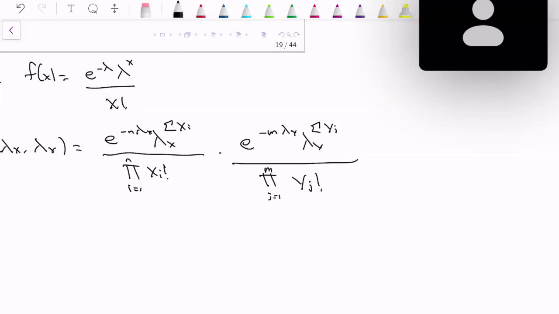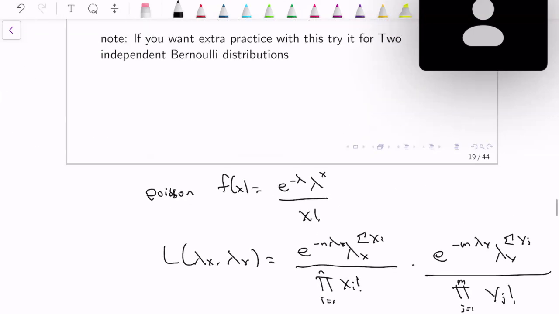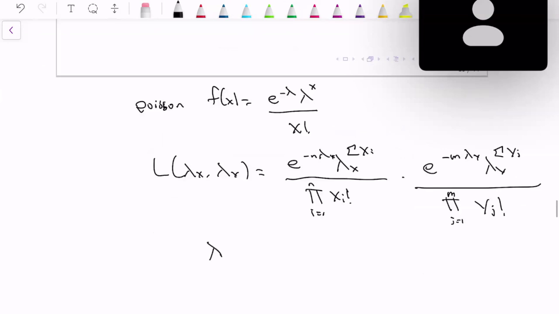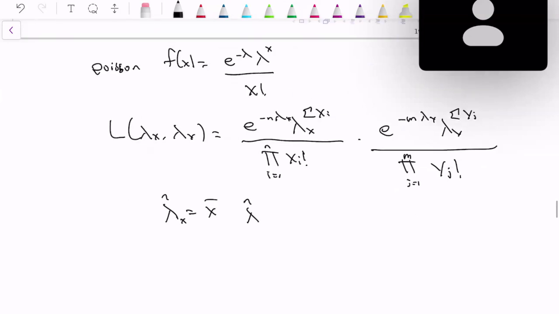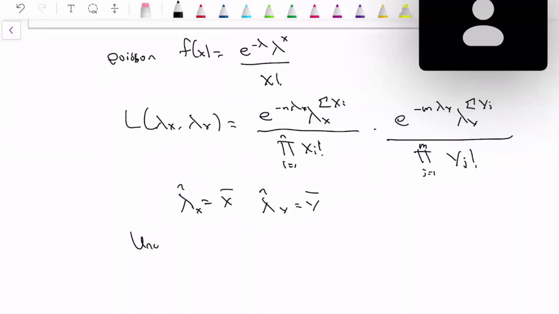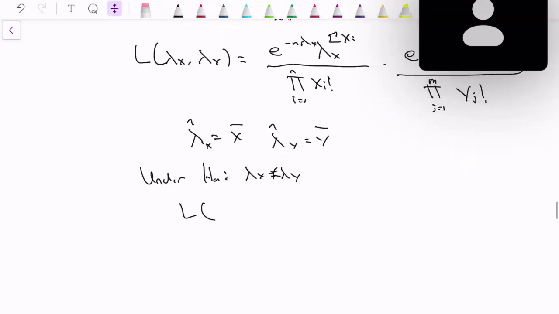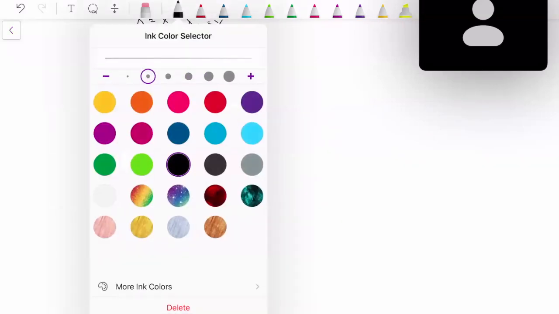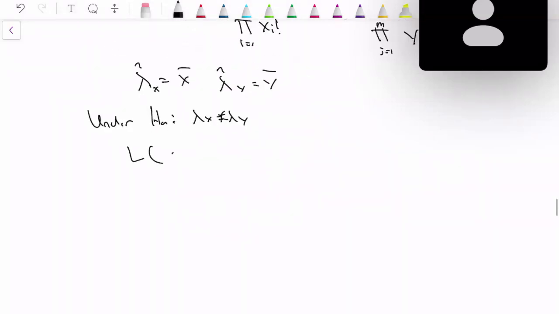And then I think he'll give you the MLE, or you can just recall that the MLE for Poisson is just x bar, the sample average. So lambda hat y will just be y bar. So under the alternative hypothesis, i.e. lambda x is not equal to lambda y, we need to get the likelihood at lambda hat x, lambda hat y.